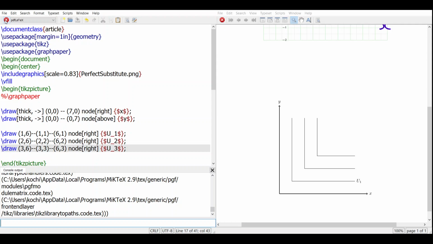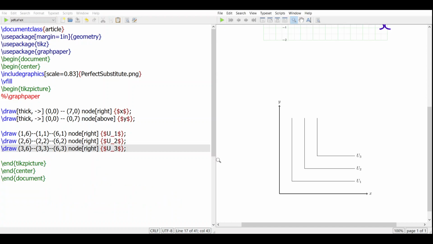Okay, so you can keep drawing. Okay, so this will be the perfect complement case. Okay, so it should be perfect complement.